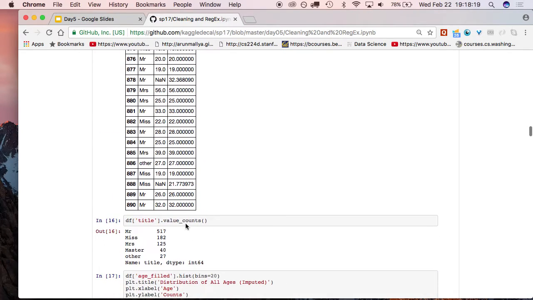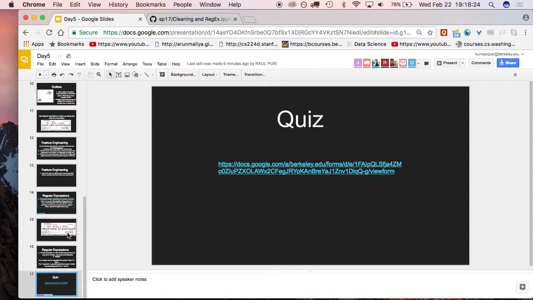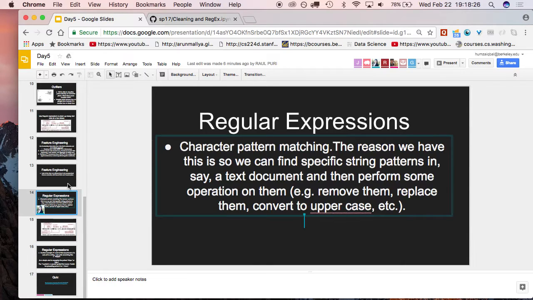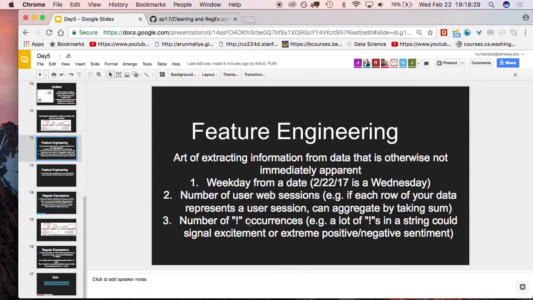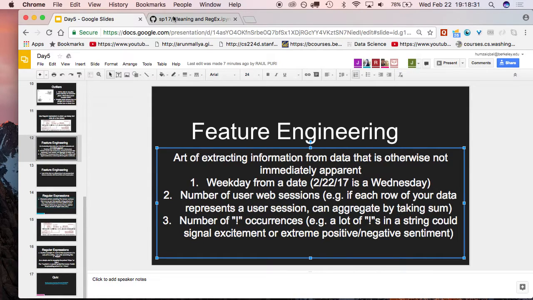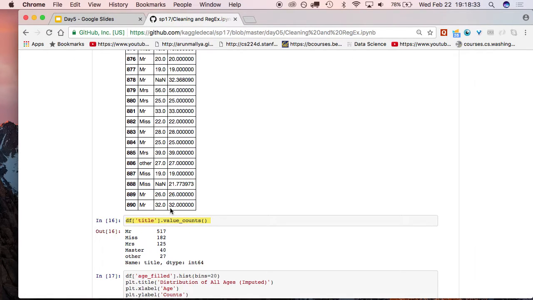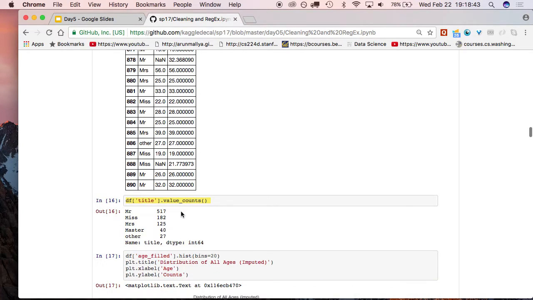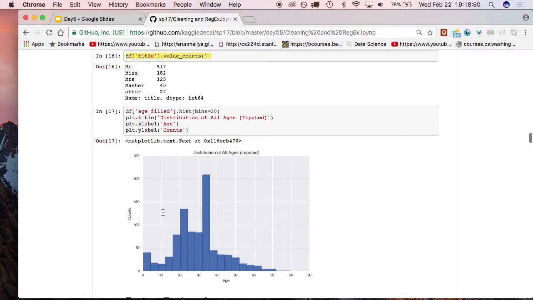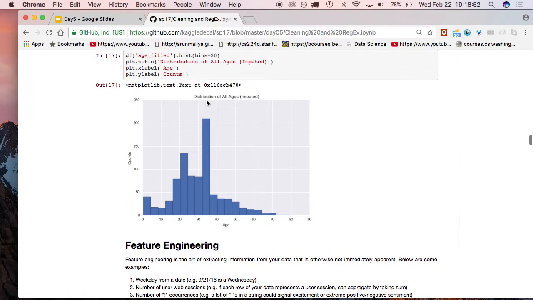So this goes through some nice visualization of that. It's not really too important. This is the value counts stuff that I was talking about earlier in the slides. Value counts is just a way of seeing how many people fit into a certain category. So in this case, it's trying to see how many people fit into the Mr. category, Miss, Mrs., Master, other.